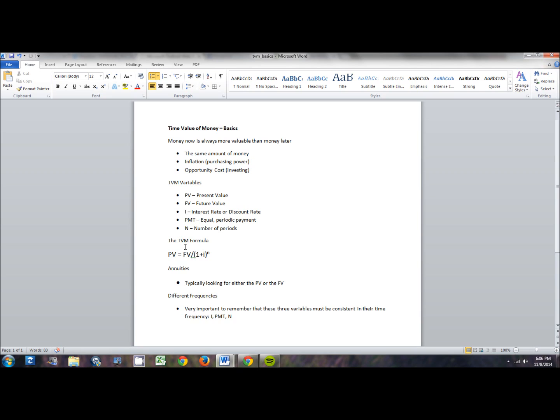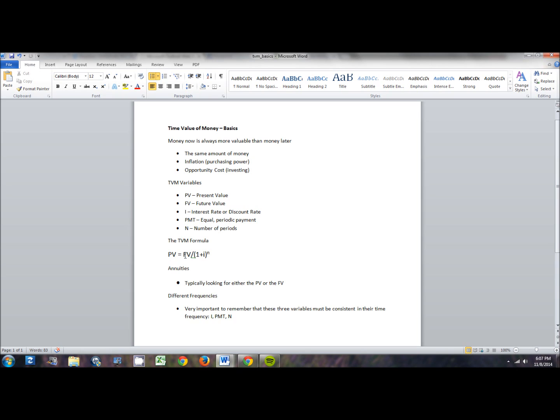The time value of money formula is basically how these variables all fit together to solve a time value of money problem. As you can see, all of the variables are in this formula except for the payment variable, and I'll explain why here in a second. But this is the basic time value of money formula that connects present values and future values. So if you have some future value and you're trying to find a present value, you can use this formula. If you have some present value and you're trying to find some future value, you can use this formula.